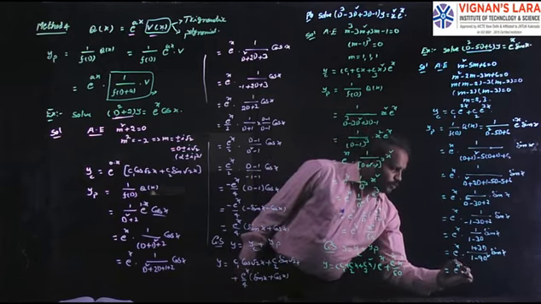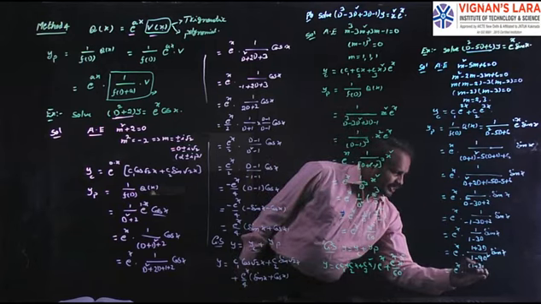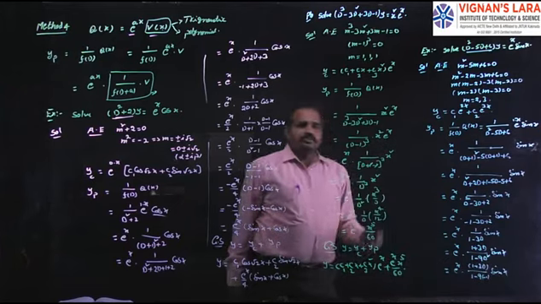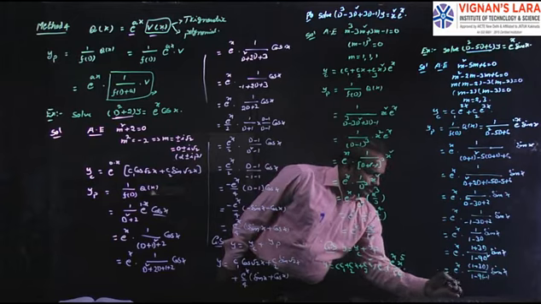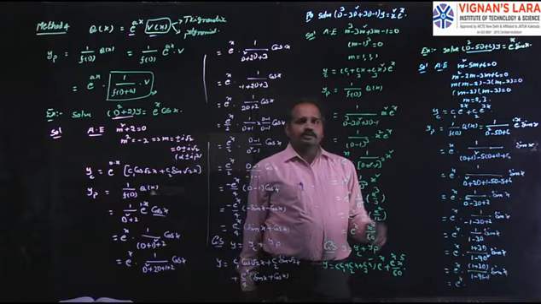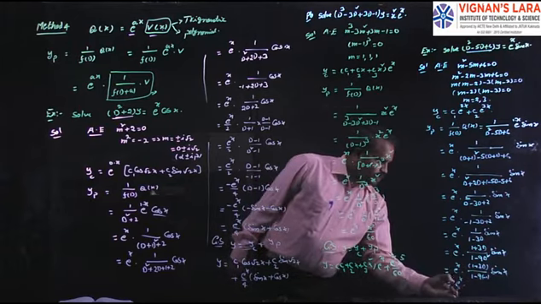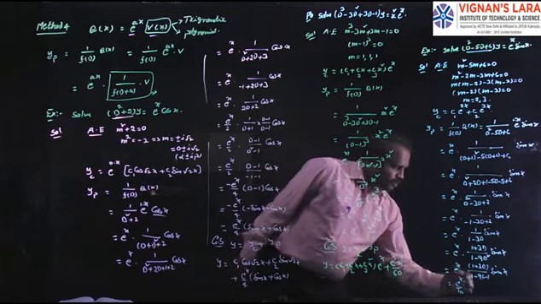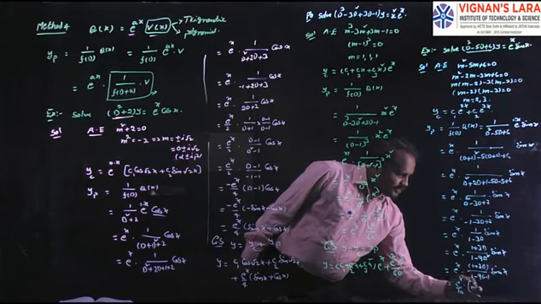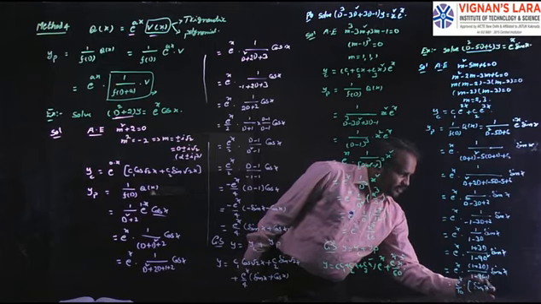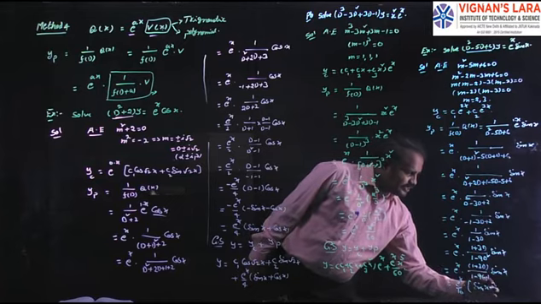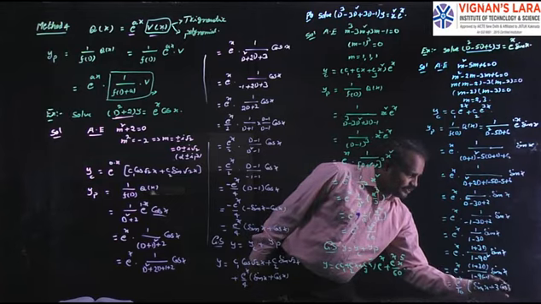So (1 plus 3D) by (1 minus 9) into minus 1 into sin x, which is equal to e power x into (1 plus 9) e power x by 10 into 1 into sin x plus 3 into derivative of sin x, cos x, 3 cos x.